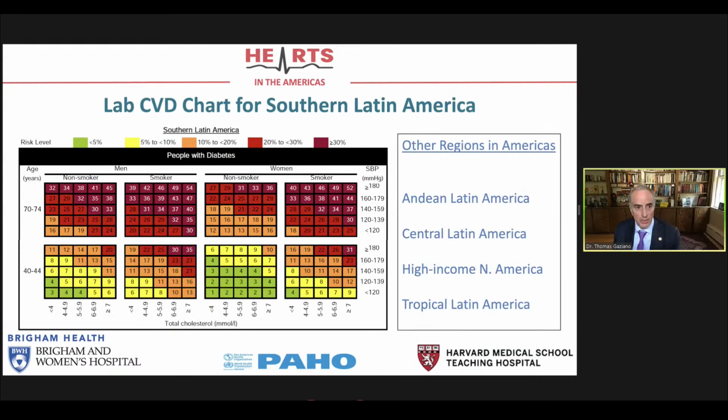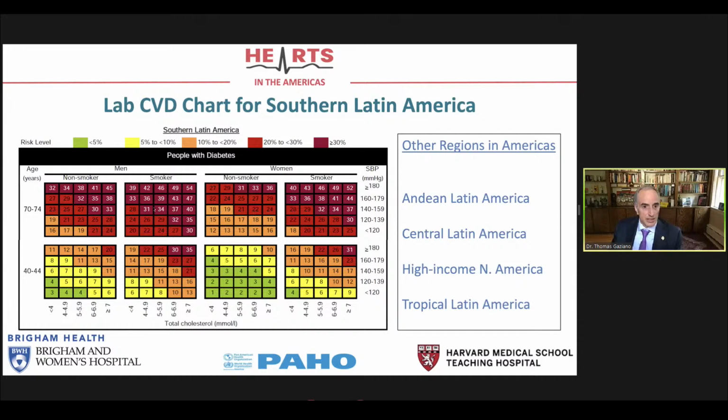This is an example of the cohort for Southern Latin America, one of the 21 regions. The other 4 regions representing the Americas are listed here on the right: the Andean Latin America, Central Latin America, high income North America, and tropical Latin America.